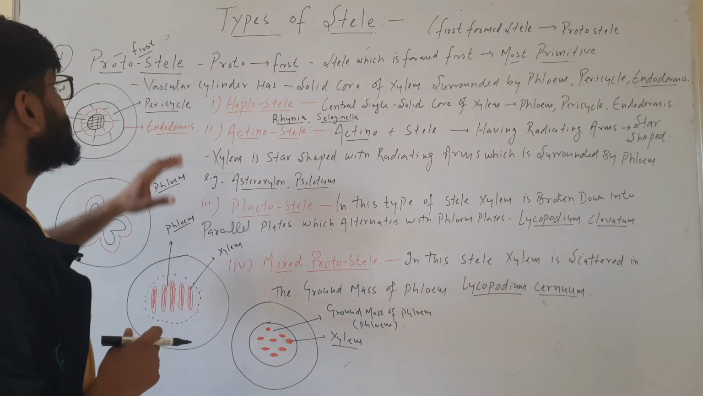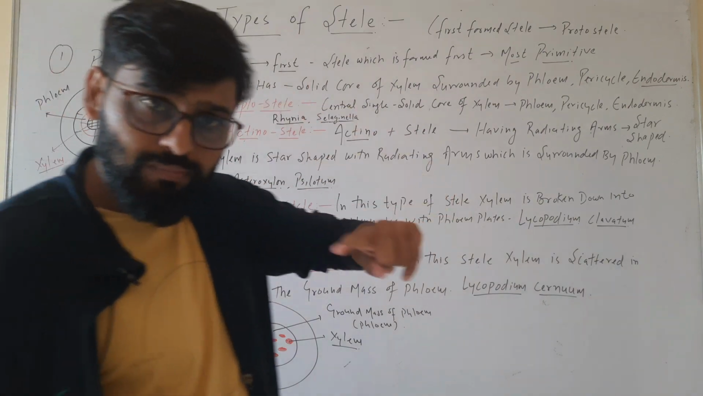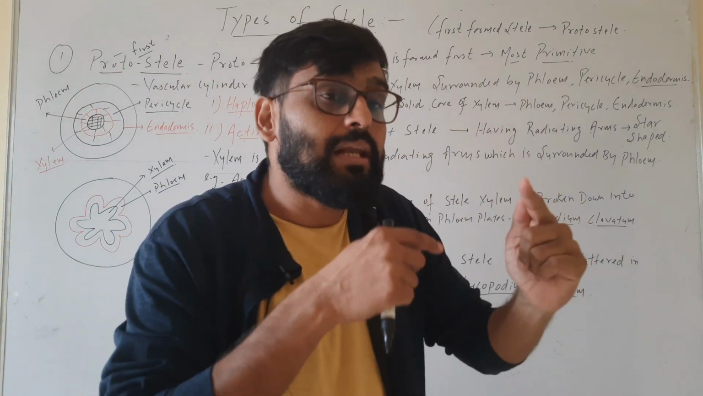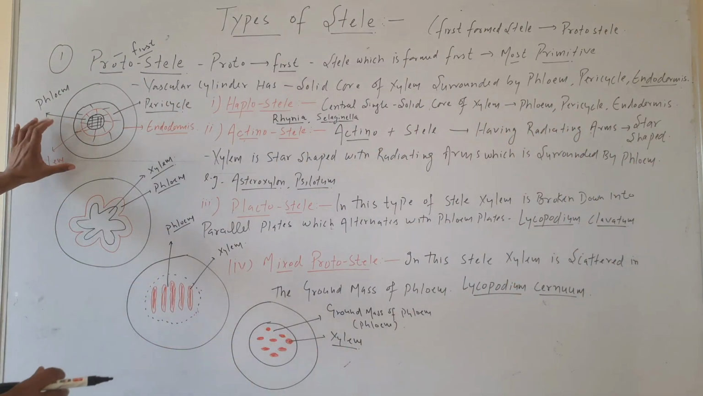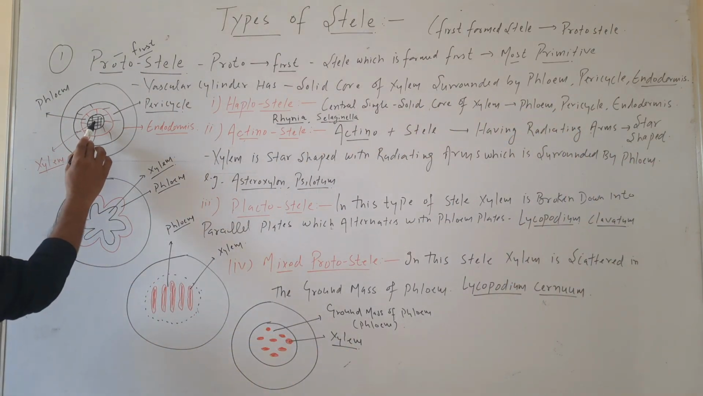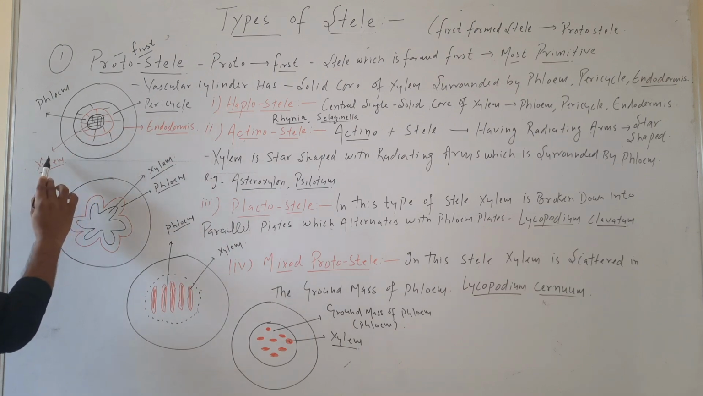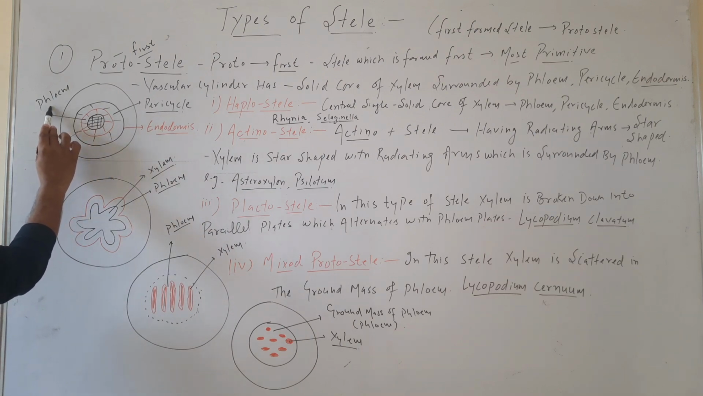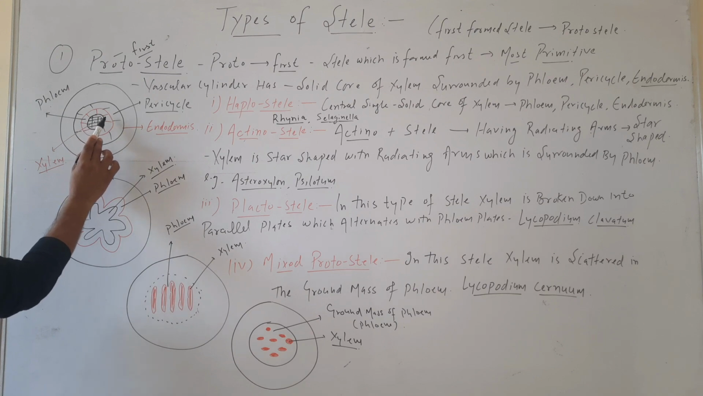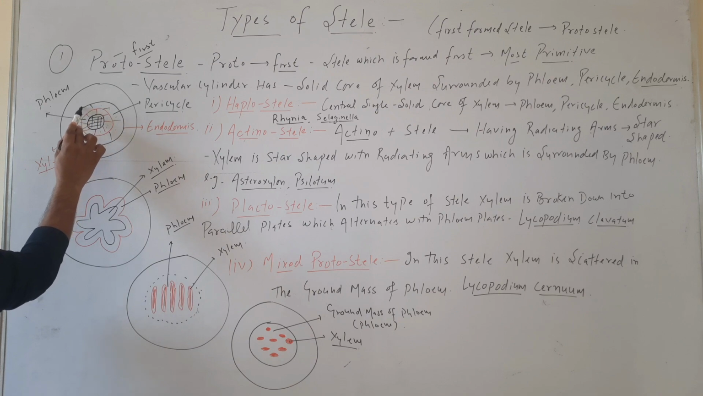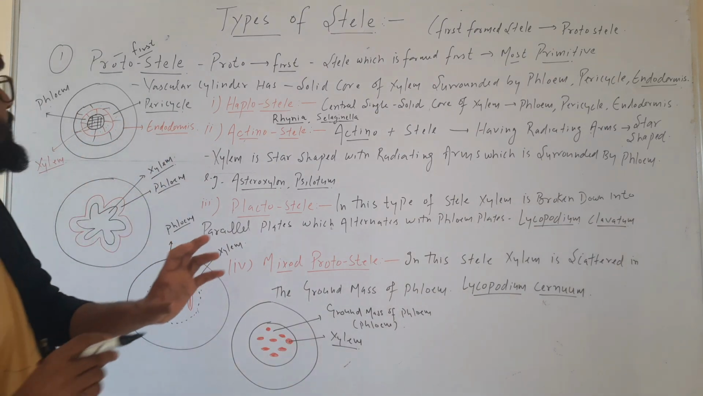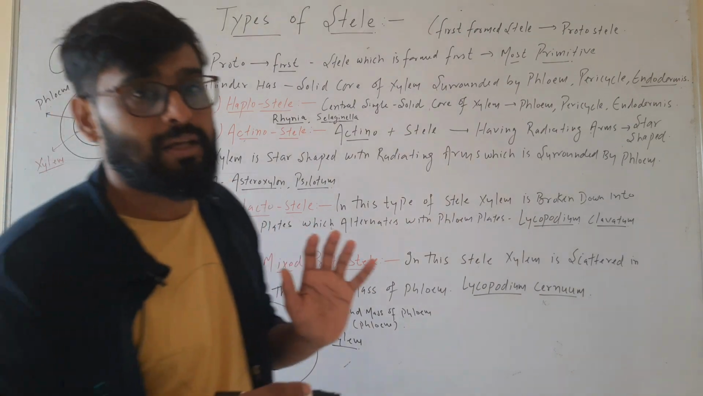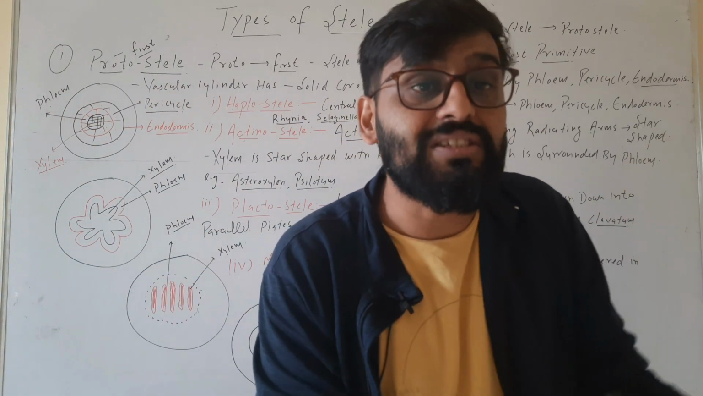In this stele, the vascular cylinder has a solid core of xylem, and this xylem is surrounded by phloem, pericycle and endodermis. You can see that in this diagram. This central solid core is xylem. This xylem is surrounded by phloem, and this phloem is surrounded by pericycle, and the outermost layer is endodermis. So this type of stele is called protostele. This protostele further has its types.